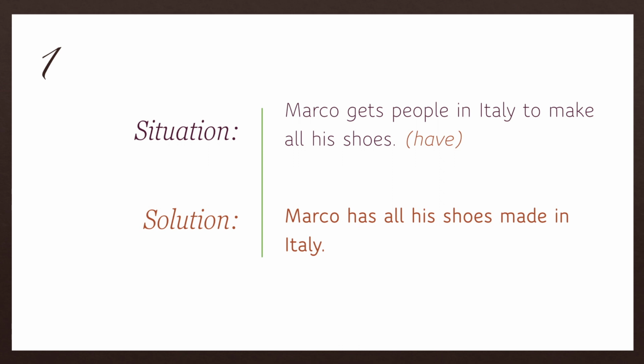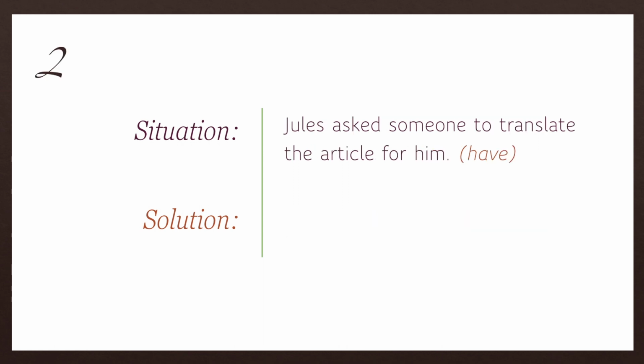Let's try another one. This time the situation is that Jules asked someone to translate the article for him. Let's use have again. Do you know the answer? This one would be, Jules had the article translated. We probably aren't going to say by a translator. That's pretty obvious. It could be translated by his cousin, but it really doesn't matter who did the translating. The important information is that he has the article and he can read it now.